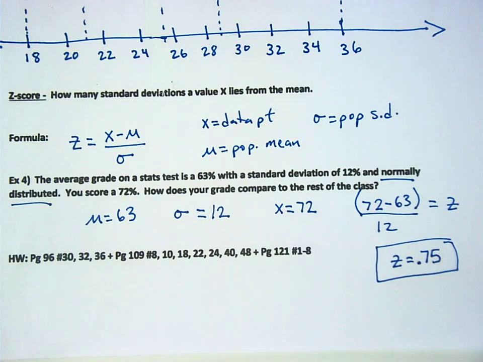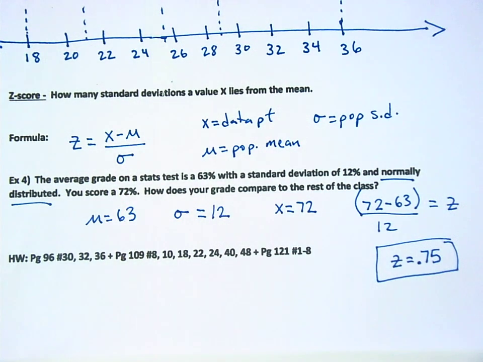Okay, somebody tell me what a z-score of 0.75 means. Above the average or below the average? Above. What's a z-score of exactly the mean? Let's say you hit exactly the average, you'd have a z-score of? 0. It's your standard deviations, you'd be 0. You're right in the middle. Remember, you can have a positive z-score or a negative z-score.